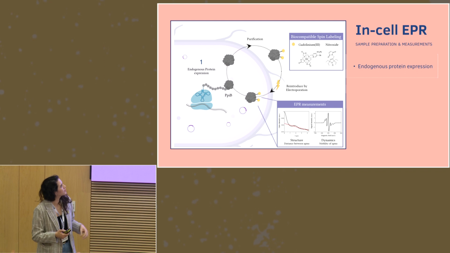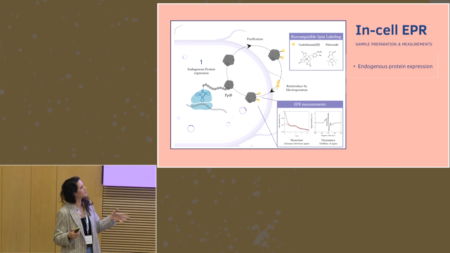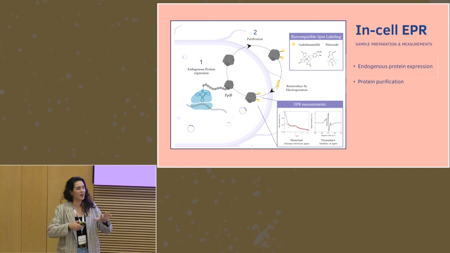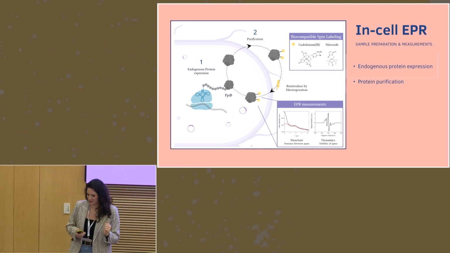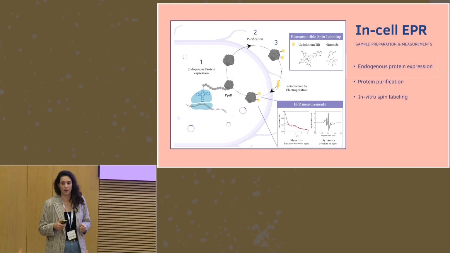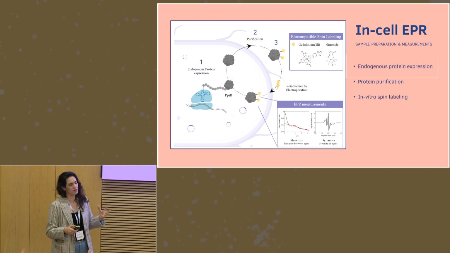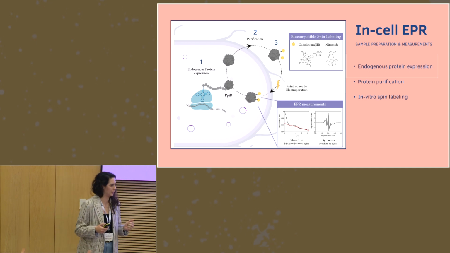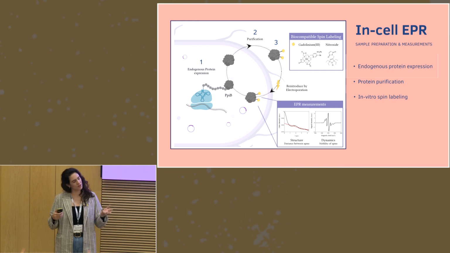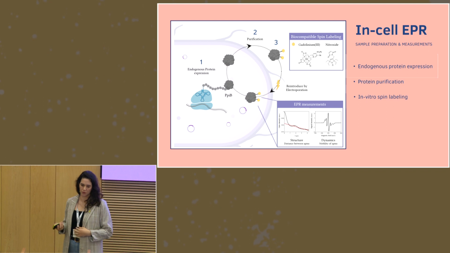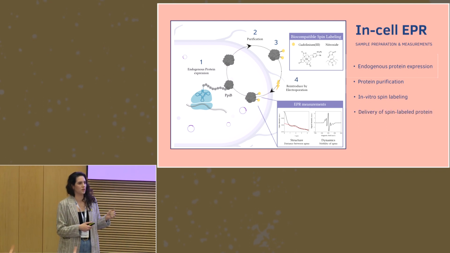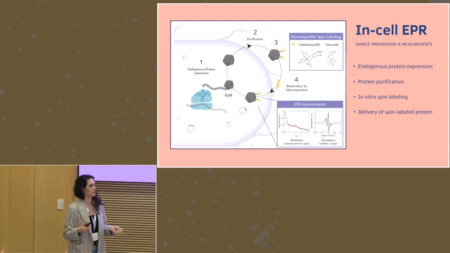And how do we do that? First, we express the protein in cells and purify it. And up to here, everybody knows how to do that well. I don't need to explain. Next, we perform spin labeling of the protein, and we can use many different spin labels, depending on the method that you want to use or the information that you want to obtain. And then we deliver it into the cell, commonly using electroporation.